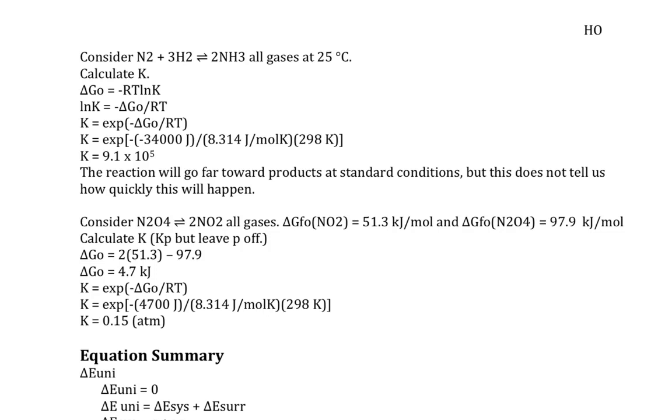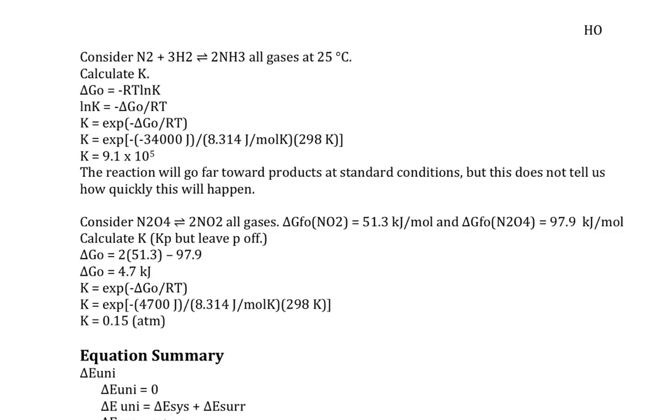Okay, now we have a new reaction. N2O4 in equilibrium with 2 NO2, they're all gases. From the thermodynamic table, we have that delta G of NO2 is 51.3 kilojoules per mole. Delta G from the table of N2O4 is 97.9 kilojoules per mole. So we're going to calculate K. So what we have to do is calculate delta G, and that is equal to 2 times 51.3 minus 1 times 97.9. The units are kilojoules, and we get 4.7 kilojoules.